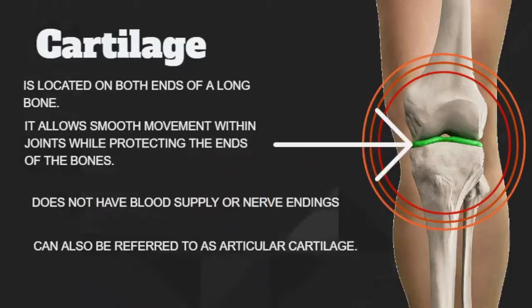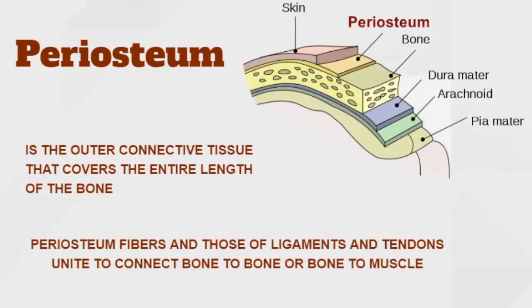Cartilage is located on both ends of the long bone. It allows smooth movement within joints while protecting the ends of the bone. They do not have blood supply or nerve endings. It can also be referred to as articular cartilage. The periosteum is the outer connective tissue that covers the entire length of the bone. Periosteum fibers and those of ligaments and tendons unite to connect bone to bone or bone to muscle.